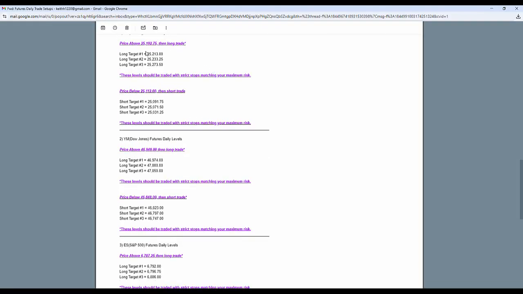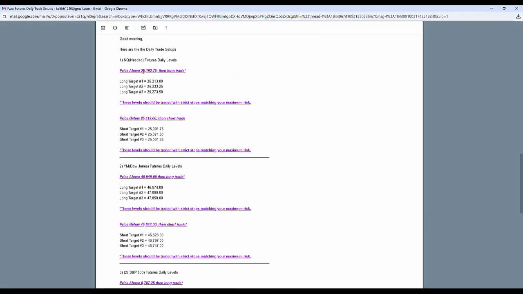We can see here we had a daily level on the Nasdaq futures above the level of 25,192, which it never did that. 192.75. You would go long. We never triggered that long. We did trigger the short side, however, at 25,112, and it did pretty well on that side.